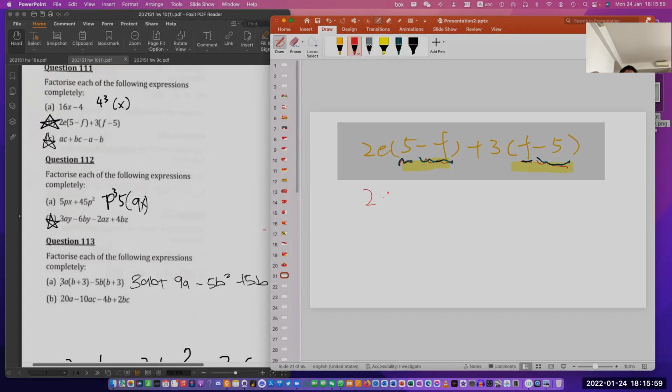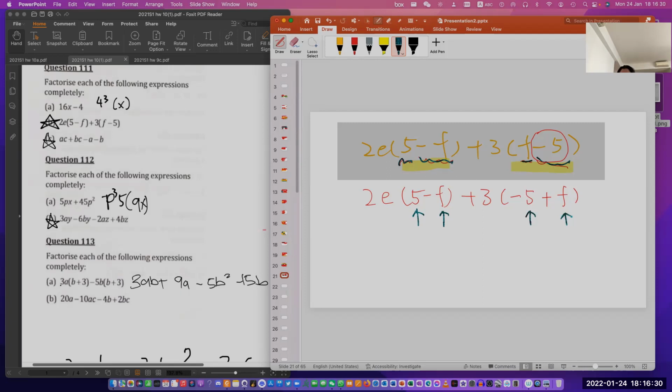So you have 2e, 5 minus f. You can actually bring the minus 5, which is here, to the front and then put the f at the back. So at least you reposition them. Why do you want to reposition them? Because you want to see the 5 first and then f later.